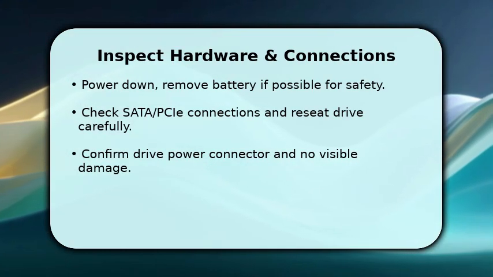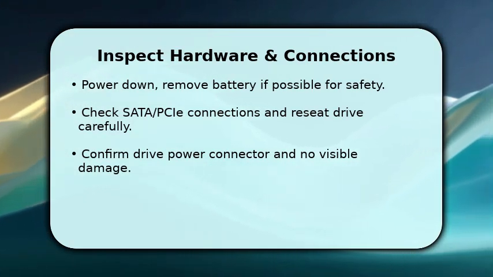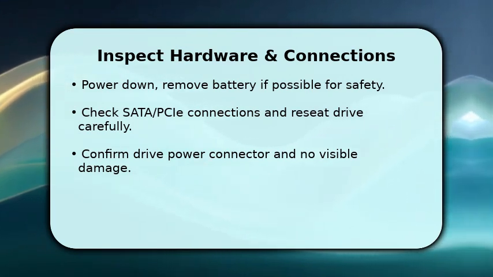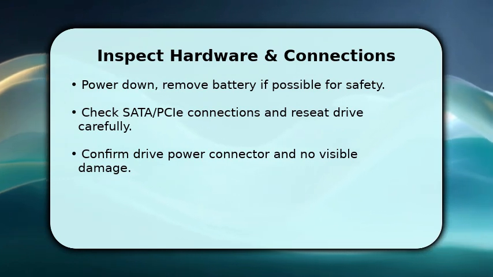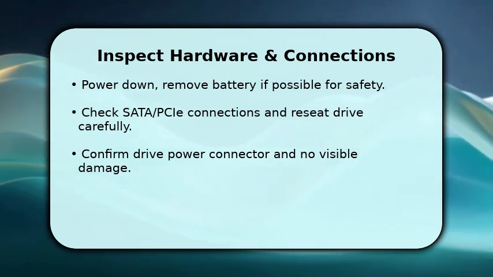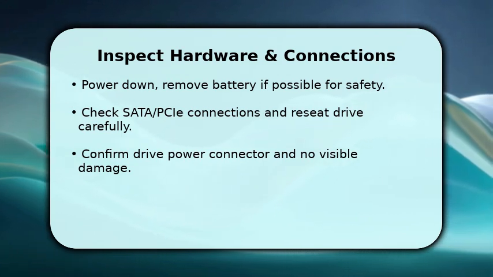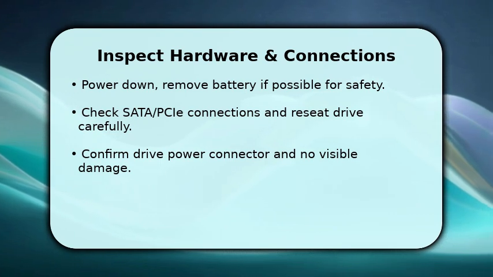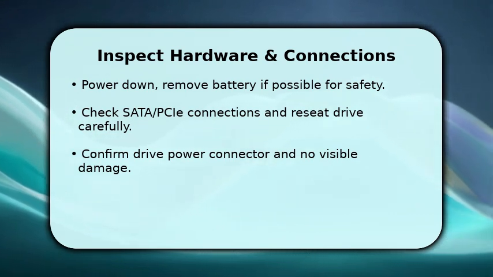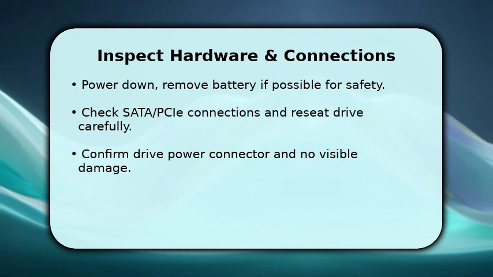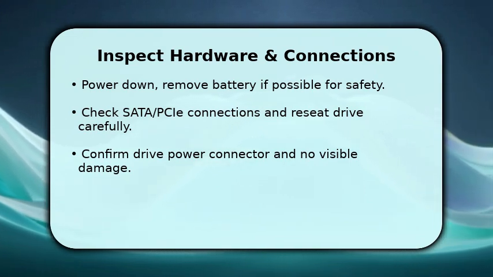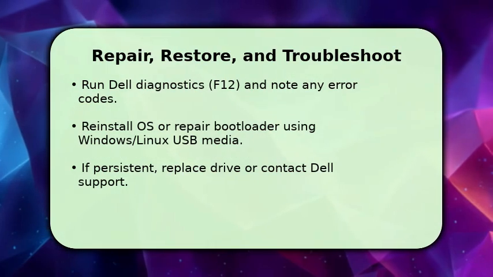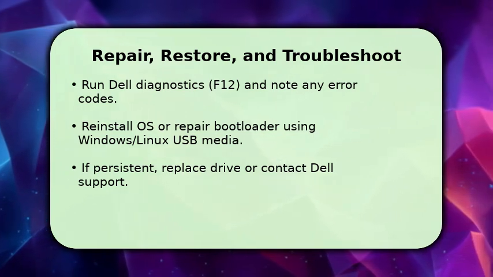Once done with BIOS checks, you move to physical inspection because loose cables often cause the error. Power off, unplug, and remove battery if accessible, then open the access panel. Reseat the drive, disconnect and reconnect the SATA or M2 module, making sure screws are snug but not over-tightened. Look for bent pins, damaged connectors, or debris. If you have a spare cable or slot, try swapping to rule out a faulty connector. Reassemble and test boot.